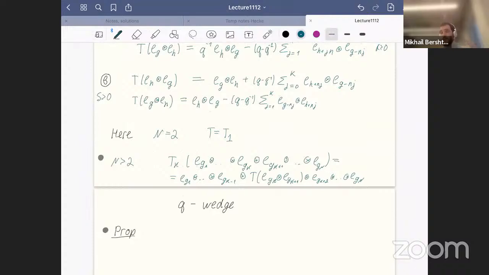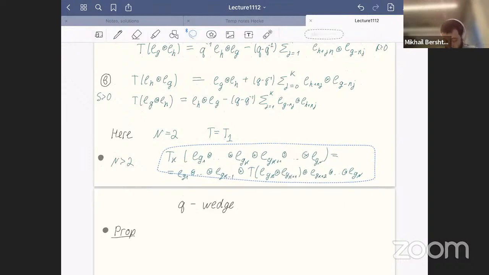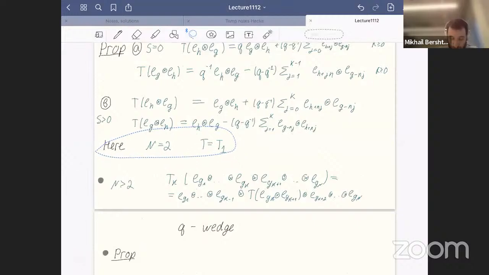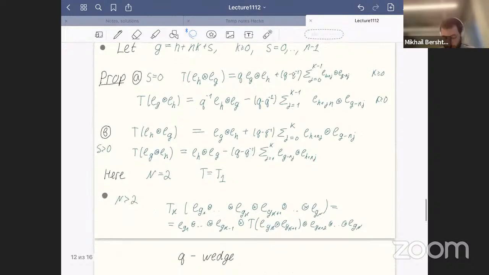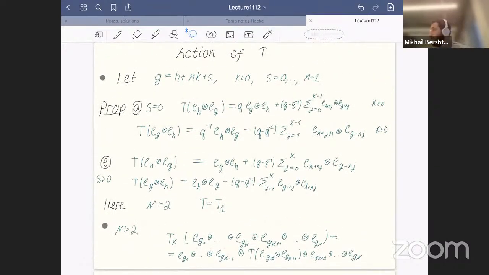So the action of t is local. It acts only on two consecutive factors. So actually, this formula is sufficient. This formula knows all that we want about the action. And capital N, this is the same as here. We have SLN. So everything is periodic, or quasi-periodic, with period n. This is for affine SLN. This formula is for affine SLN.